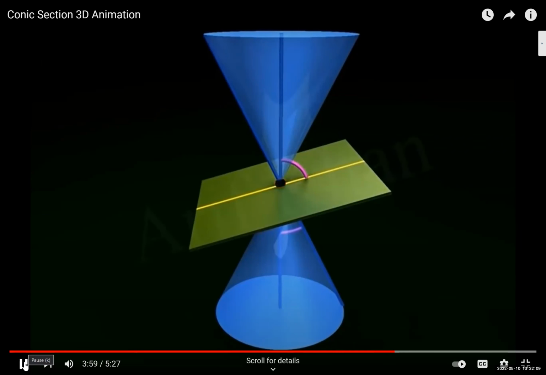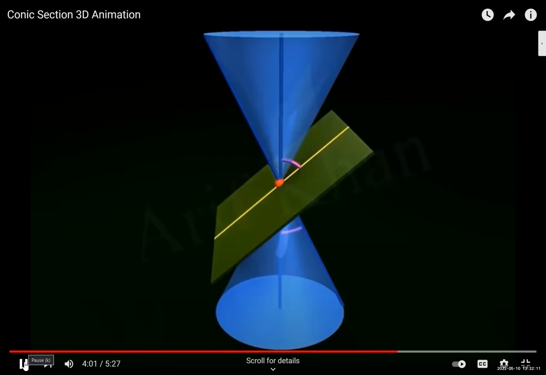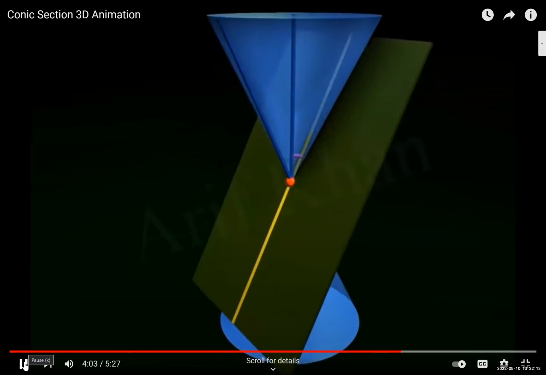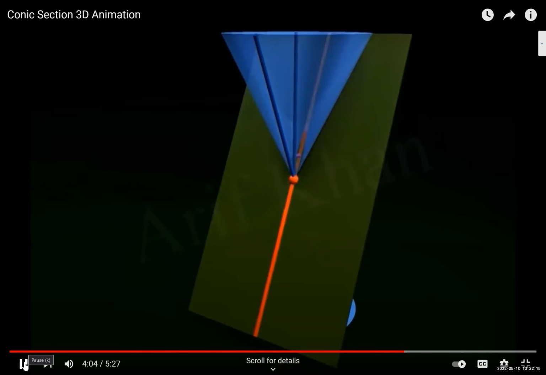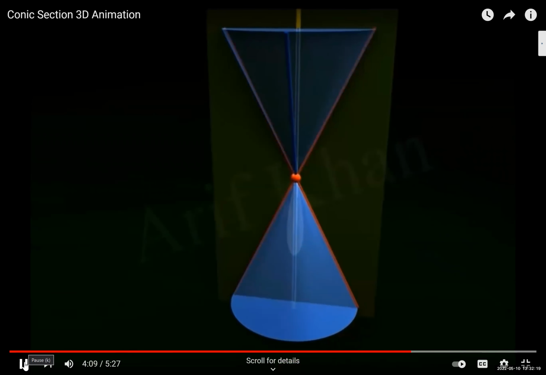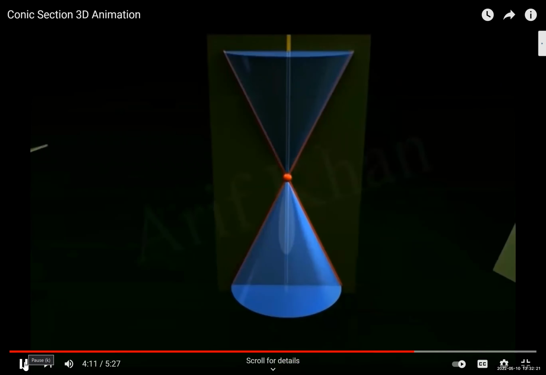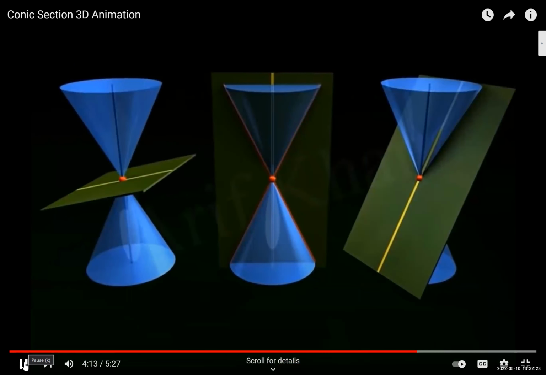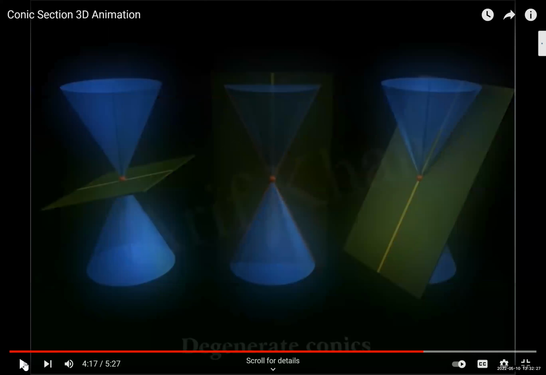The ellipse becomes a point, the parabola becomes a line, and the hyperbola becomes 2 intersecting lines. The figures so obtained are called degenerate conics. And there is, of course, a fourth case, that is when no intersection between the section and the cone are obtained. We have no graph at all in that case.